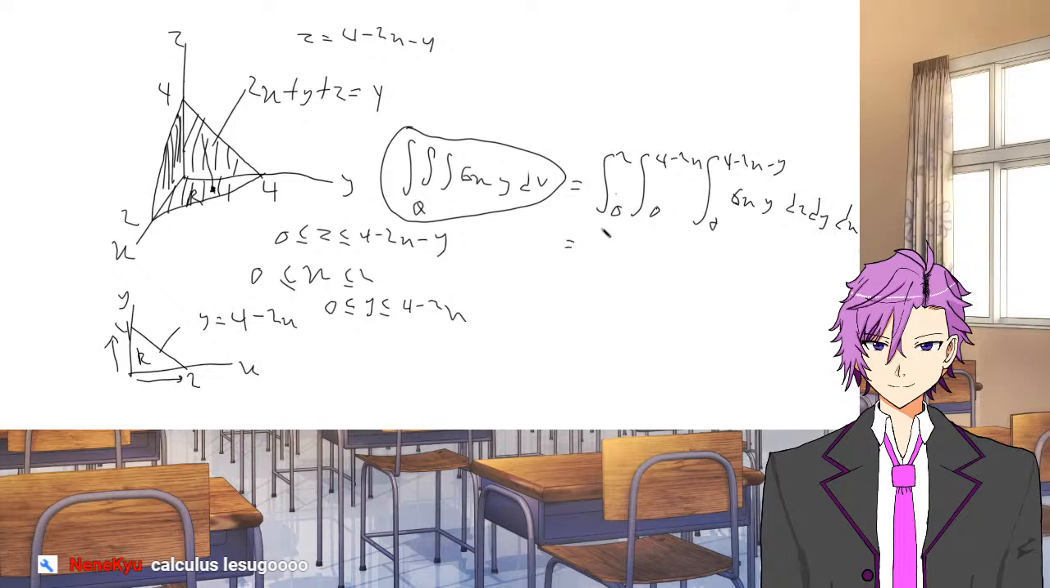So now we'll try and integrate this one by one. 0 to 2, 0 to 4 minus 2x. We integrate this. Since there's no z here, we'll add a z in there: 6xyz, integrated from 0 to 4 minus 2x minus y. It remains dy and dx.